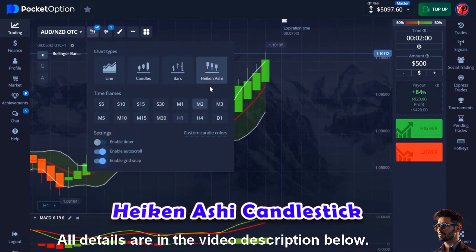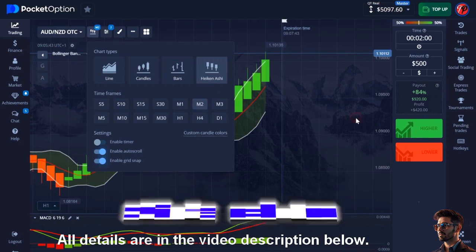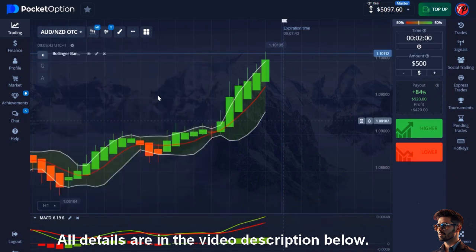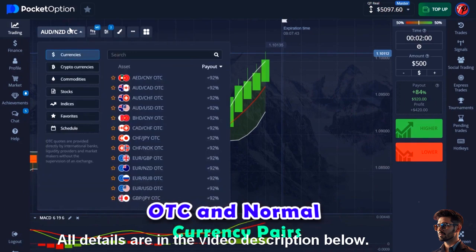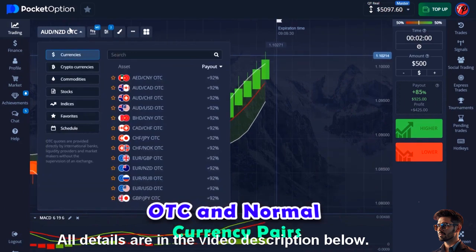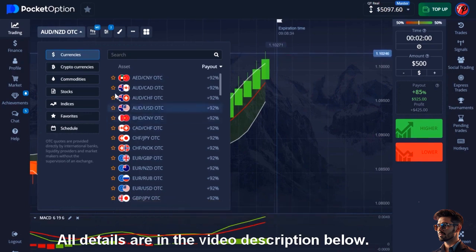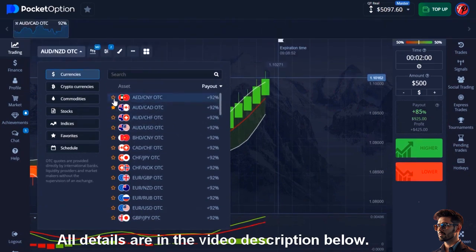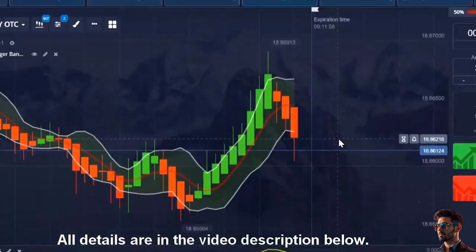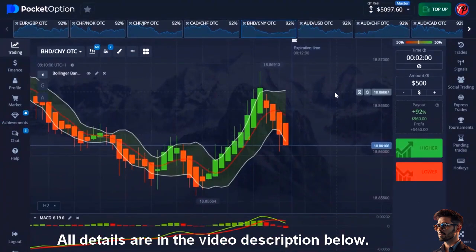Of course, Heikin Ashi candlesticks, and with a 2-minute trade time. The strategy actually works with both OTC currency pairs and normal currency pairs, but in today's video I'm going to be using OTC to take the trades. Right now I'll be putting up the currency pair and analyzing the market, and when I get the best moment, I'm going to enter a trade and explain in detail to you guys how this strategy works. Alright guys, over here I'm finding the best moment with this strategy.